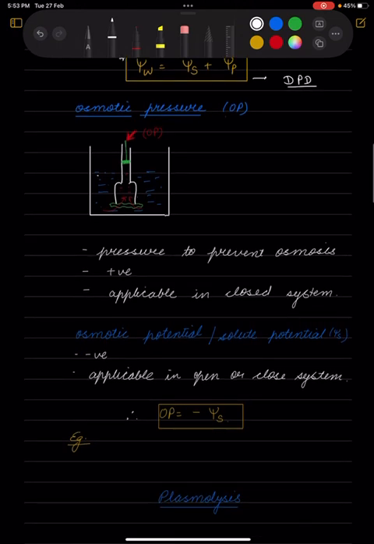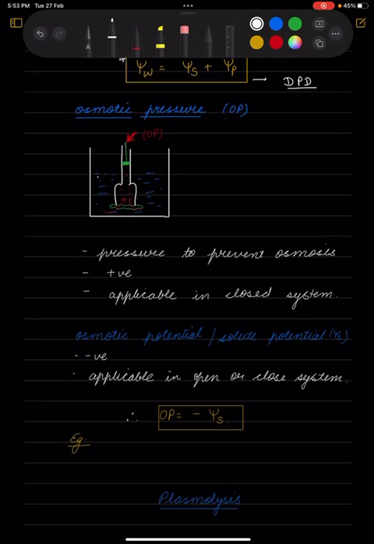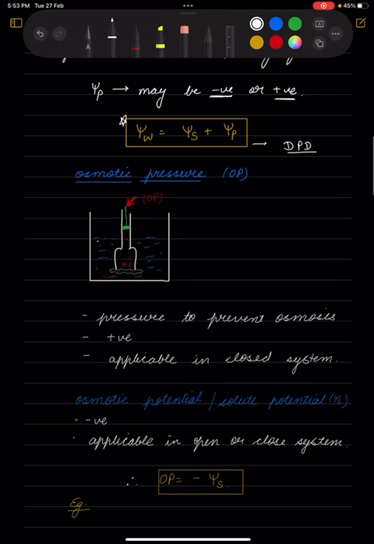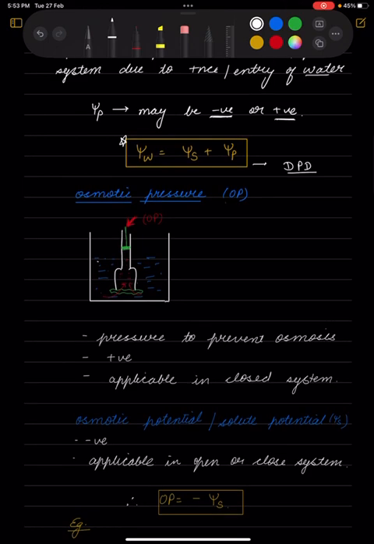Before that, I am going to tell you about osmotic pressure. So what is osmotic pressure? Before understanding it, let us discuss an experiment, that is the thistle funnel experiment. This is the diagram of the thistle funnel experiment. This green one is the semi-permeable membrane.